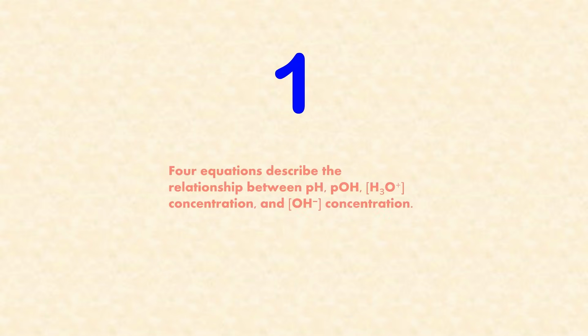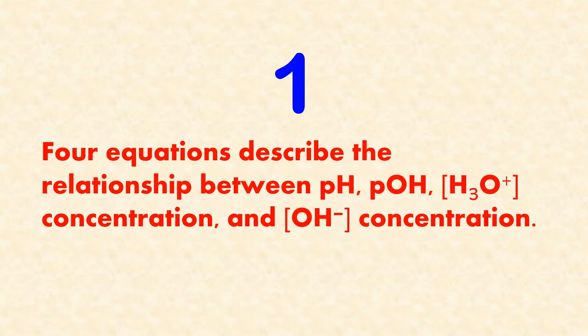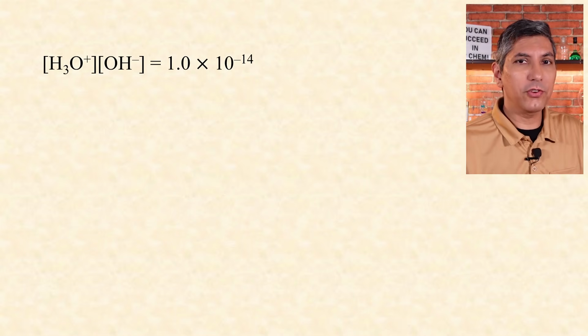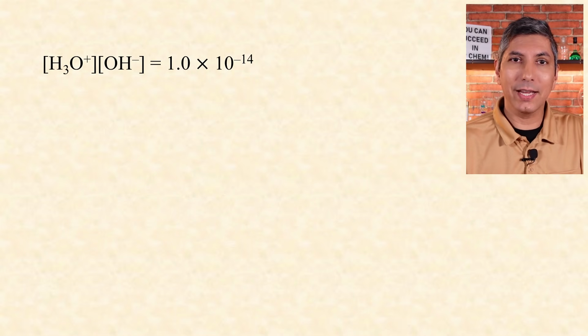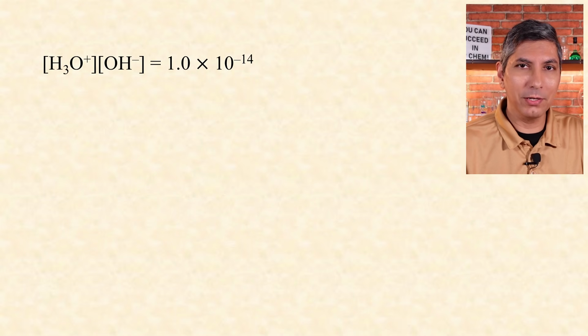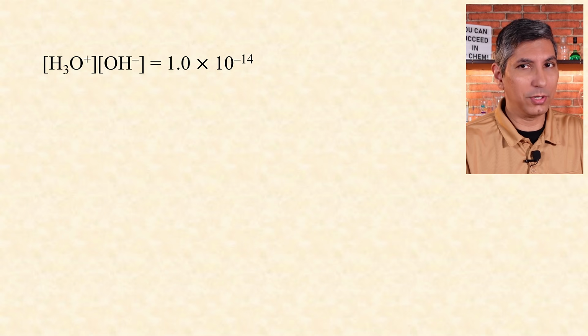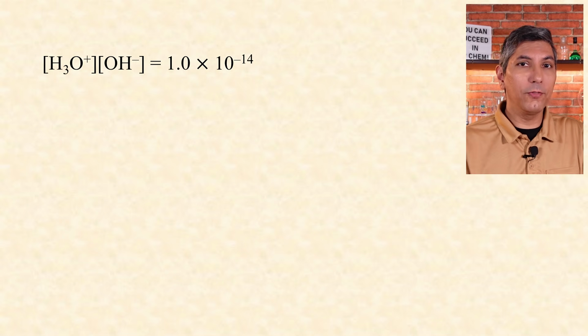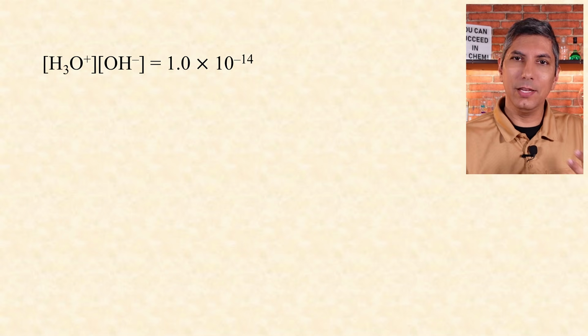Now, here are the 10 things you've got to know from Unit 8. Number 1. 4 equations describe the relationship between pH, pOH, hydronium ion concentration, and hydroxide ion concentration. The first equation is that at 25 degrees Celsius, the concentration of hydronium times hydroxide ions equals 1.0 times 10 to the negative 14th. If you know one of the two values, you can calculate the other one.